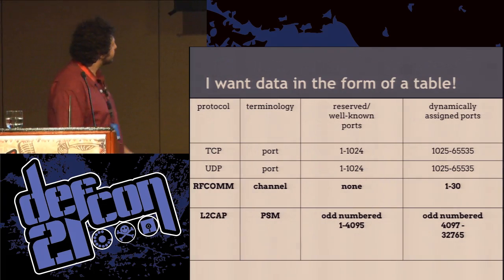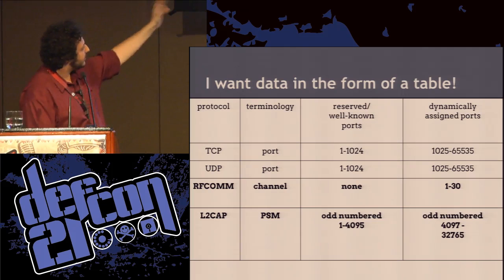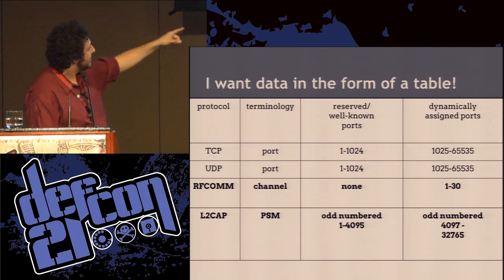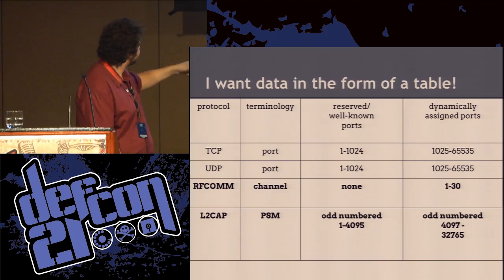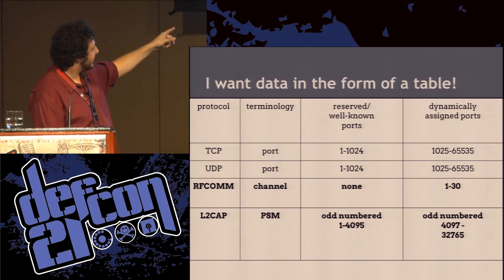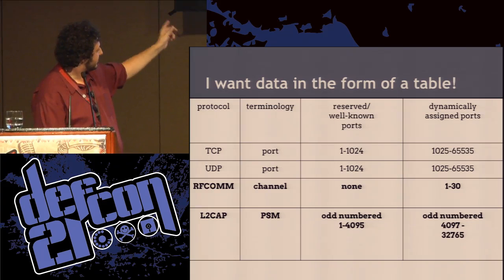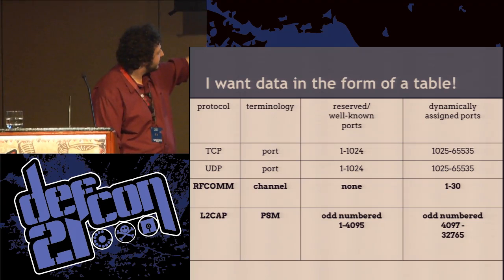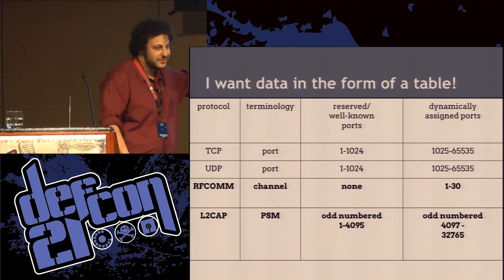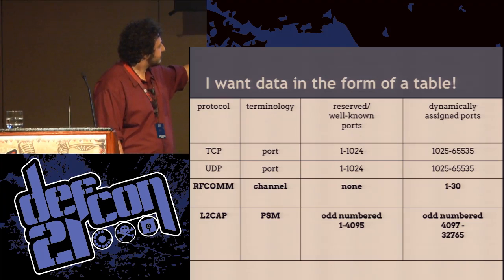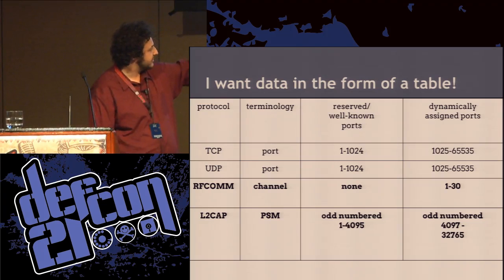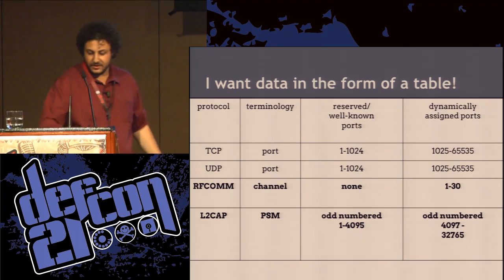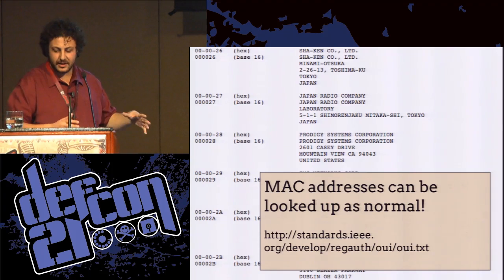Okay, so here's a list out. So you have TCP, UDP, we all know those. RFCOMM, we have 1 to 30, we call those channels. L2CAP, we call it a PSM or a protocol service multiplexer. And then the odd numbered, so you have like a reserved at the base. So these are the interesting ones, for the most part. And that's 4,000 of them, and then the spec says it goes up to 32. So it's kind of the lay of the land there.